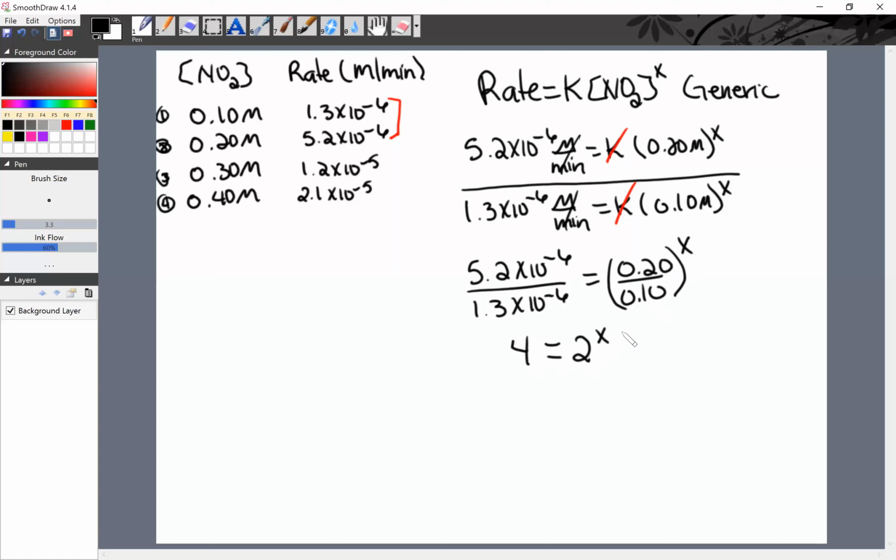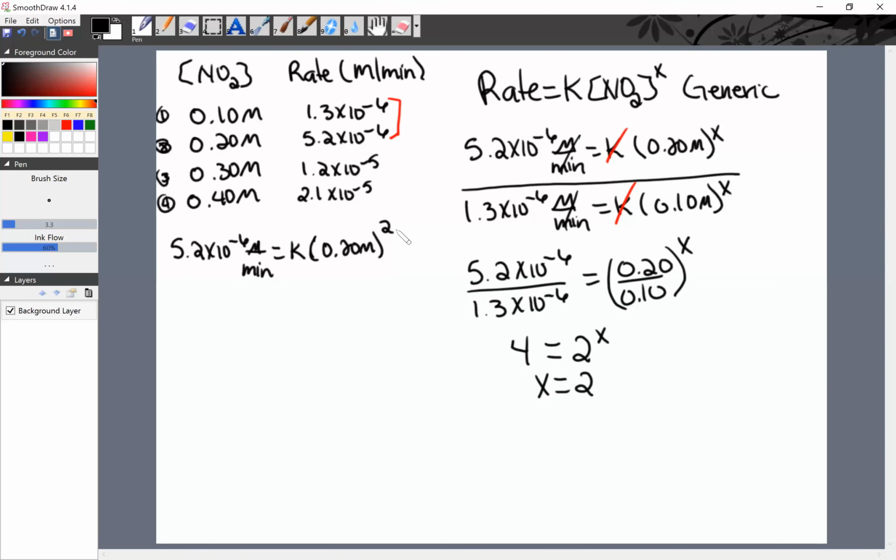So 4 is equal to 2 to the x. So what do you have to do to 2 to get the 4? That's squared. So x is equal to 2. So I just found the variable x, the exponent. Well, now I'm going to take any piece of data and plug this back in so that I can find k. I'll just take the one that I wrote there first. So 5.2 times 10 to the minus 6 molarity per minute is equal to k times 0.20 molarity, and this important exponent was squared.